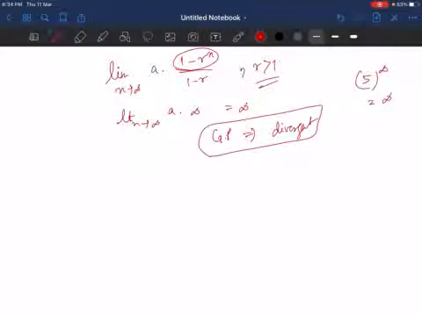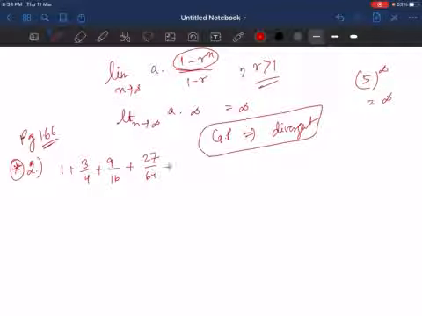One plus, let's prove this one. We have one of the questions in the book, that is question number 2 from page number 166. So we have to prove whether this sequence is convergent or divergent: 1 plus 3 by 4 plus 9 by 16 plus 27 by 64 plus dot dot dot.